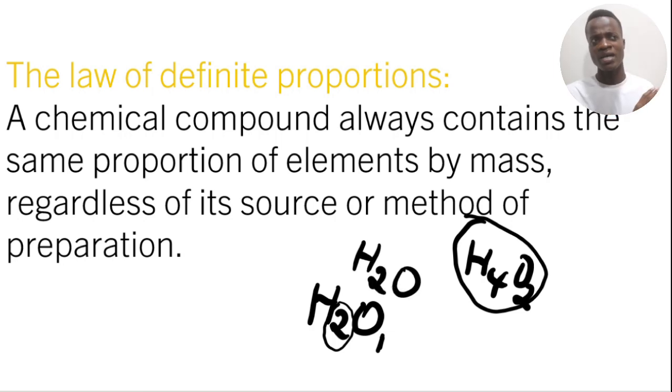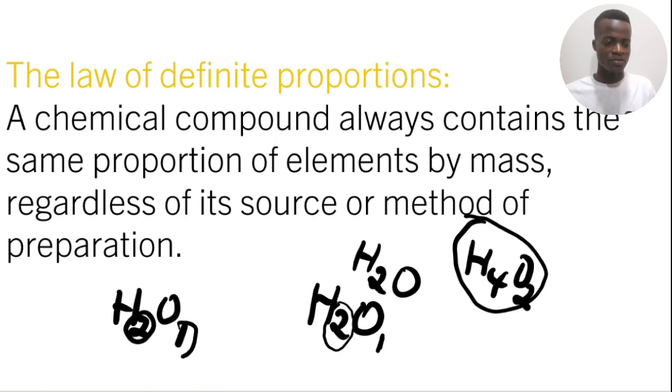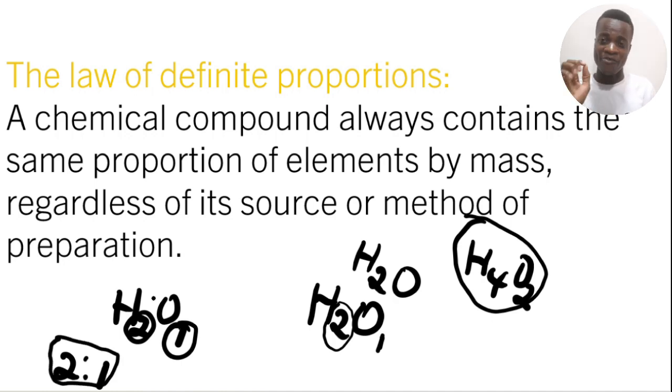We don't care whatever was mixed. We don't care about the product or the reactant. We don't care where the hydrogen or the oxygen came from. As long as they combine and form water, they need to finally give us a ratio of 2:1. So a chemical compound always contains the same proportion of elements. The elements are hydrogen and oxygen, so water always contains 2:1. We don't have 4:2 or whatever. Hydrogen to oxygen should always be 2:1 when we are referring to water.